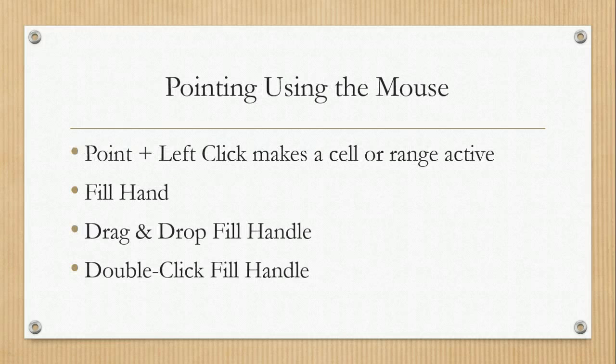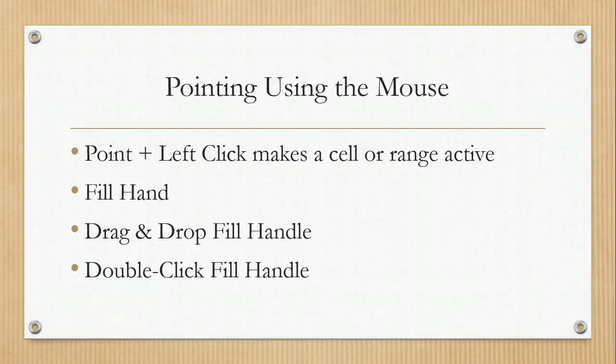You can also use your mouse to point to a specific cell, or to select a cell, or to select a range within your workbook. So if you point and left click on a cell, it will make that cell active. If you drag and drop around a range on your workbook, you'll also make that range active.